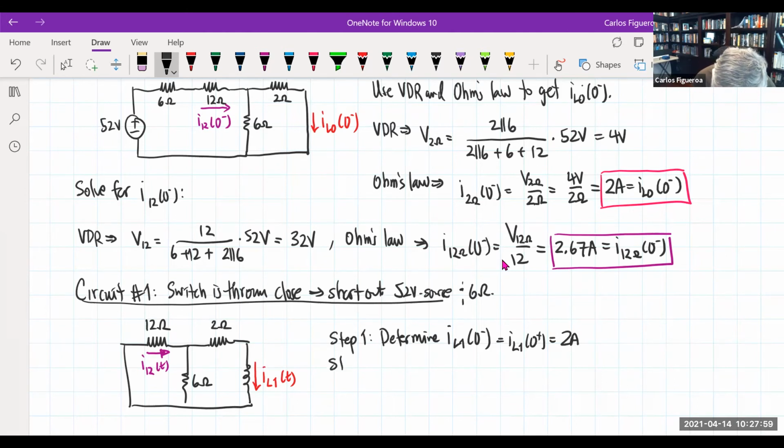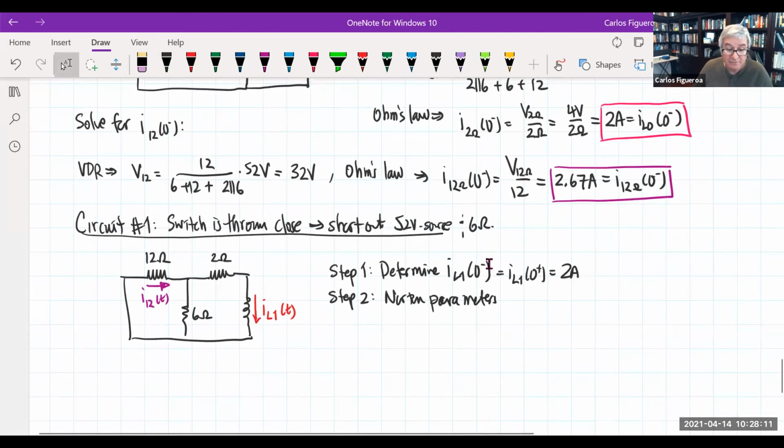So then the next step is I need my Norton parameters. So let's go do that. Note that there's no source in the circuit. No source in the circuit means I short circuit must be 0. So this immediately tells me that I short circuit for this circuit is 0. There's no source in the circuit.